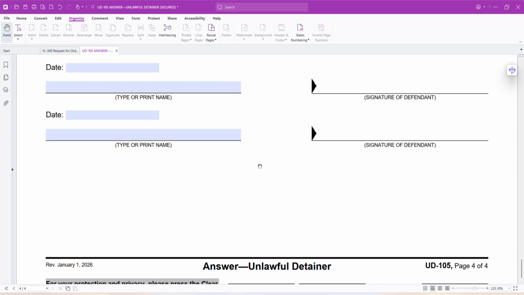Once this form is filled out and signed, you need to make 2 photocopies. You need to file the original and the 2 photocopies at the courthouse where the eviction case is going on. Once those are filed, you need to properly serve the landlord with a copy of your answer.